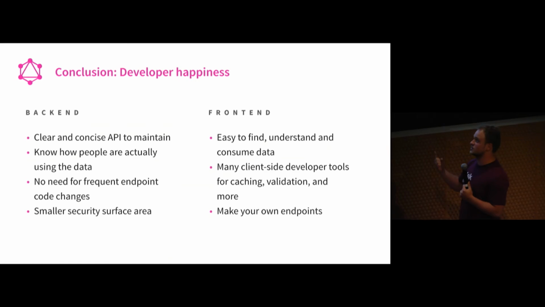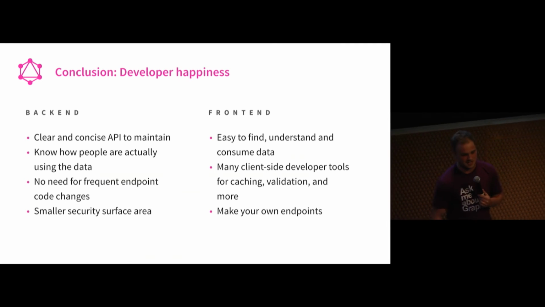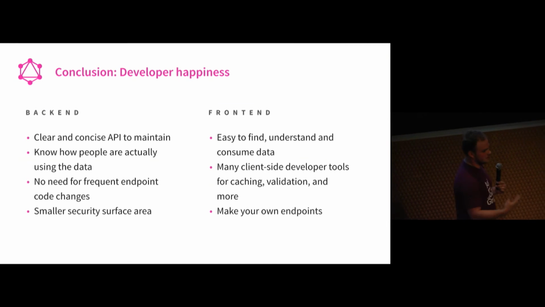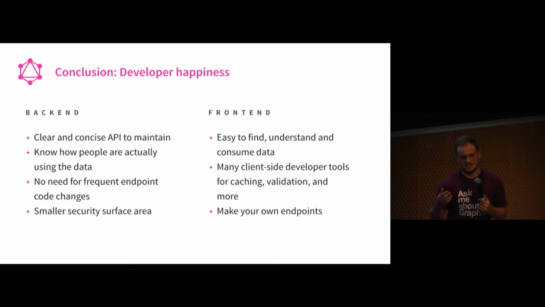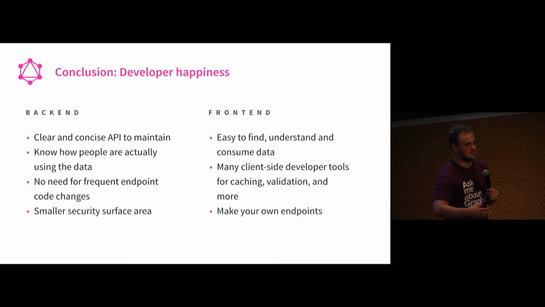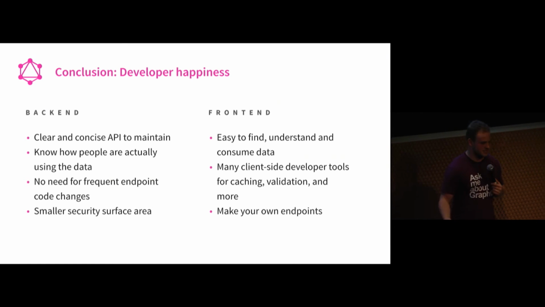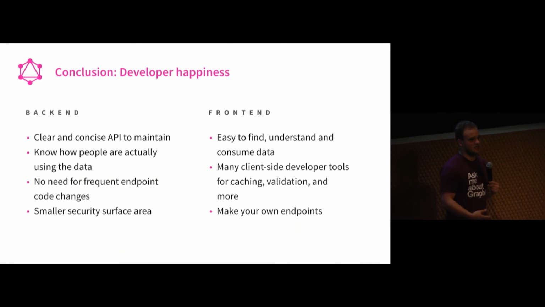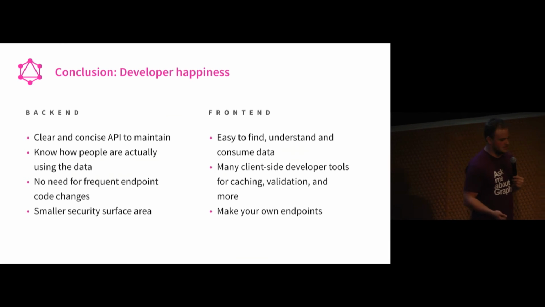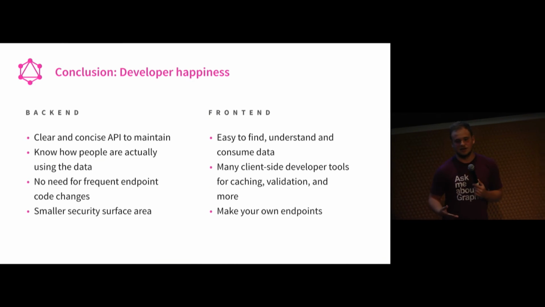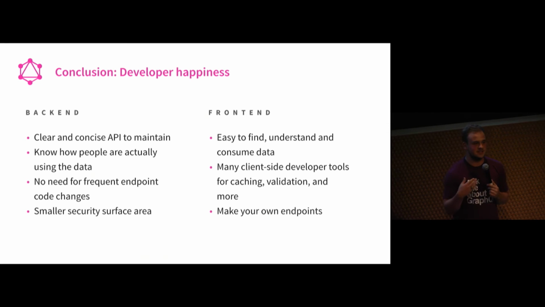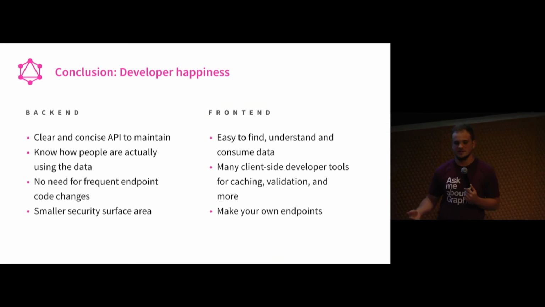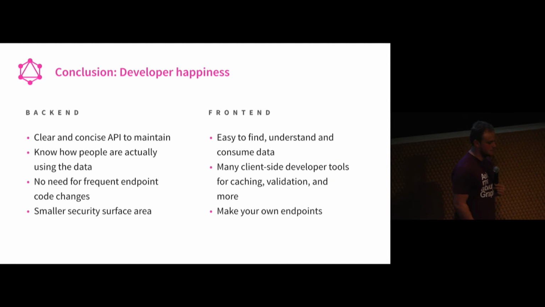Two conclusion slides. First one, GraphQL will just make developers happy. On the back end, it's a clear and concise API because you get to actually describe the data you have, not describe a list of endpoints that matches the consumer's needs. And you know how people are using the data because you can inspect what fields are in the queries they send. You don't need to change your endpoints frequently in response to small changes in the UI and optimizing small efficiency things. And it turns out the security surface area is actually smaller because you don't have all these different endpoints that are being implemented by different people for different needs.